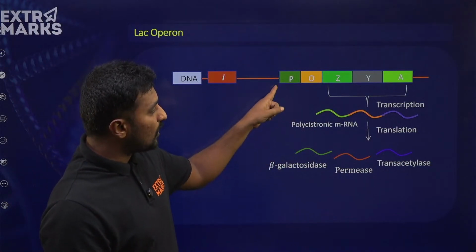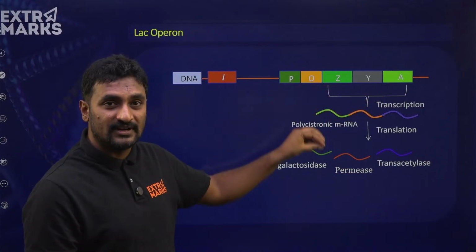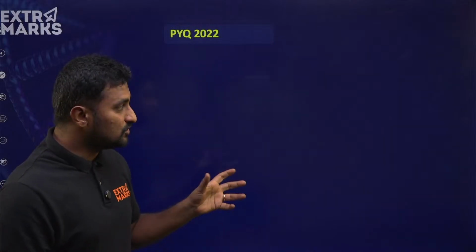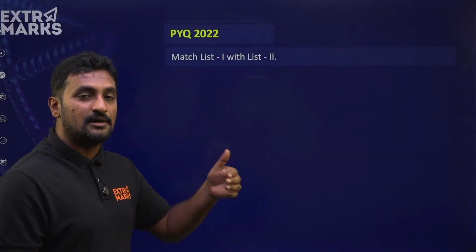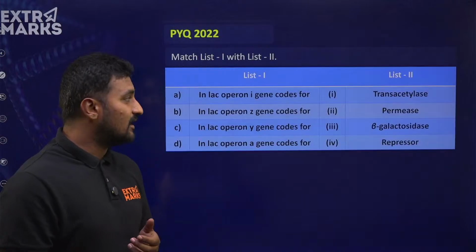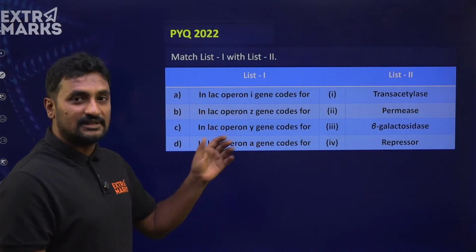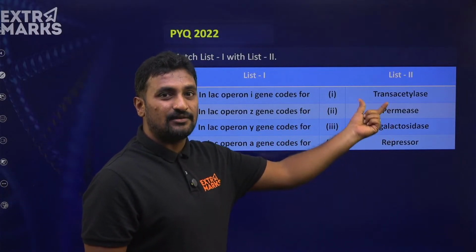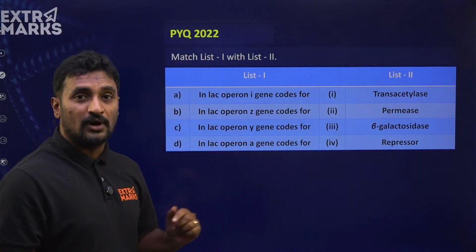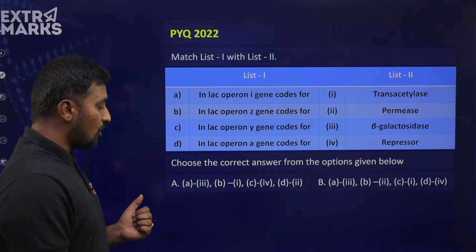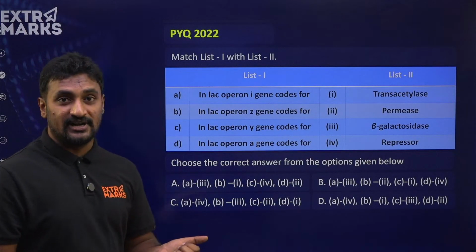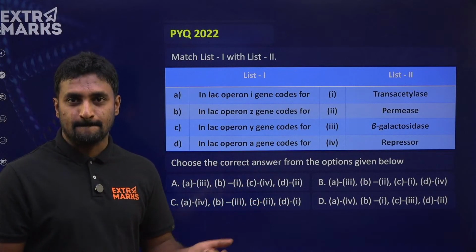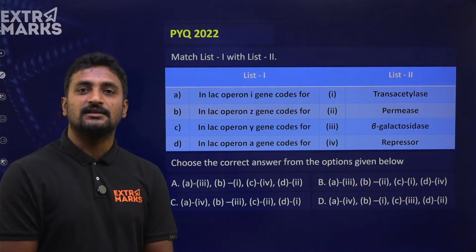Now sometimes they will ask what exactly these genes will give us, what exactly I or R or P represents in your exam. In 2022, such a question was asked in match the following. In list 1 they have given the definitions of what exactly each word translates to, and in list 2 they have given certain enzymes. We need to match them, and options A, B, C and D are here. Just by knowing two of them you will be able to answer here. Please write your answer in the comment section.